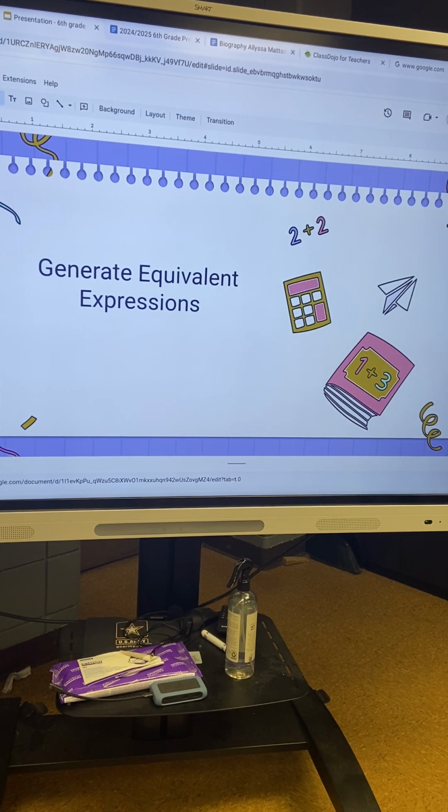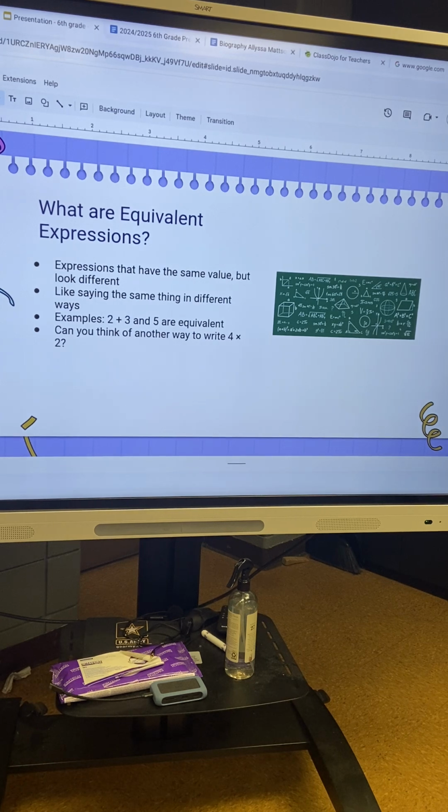So, again, we're going to practice working with equivalent expressions. Remember, equivalent expressions are different ways of writing the same mathematical idea. It's almost like saying hello in 4 different languages, all right? So here we go. What are equivalent expressions? Expressions that have the same value but look different. Again, like saying the same thing in different ways.